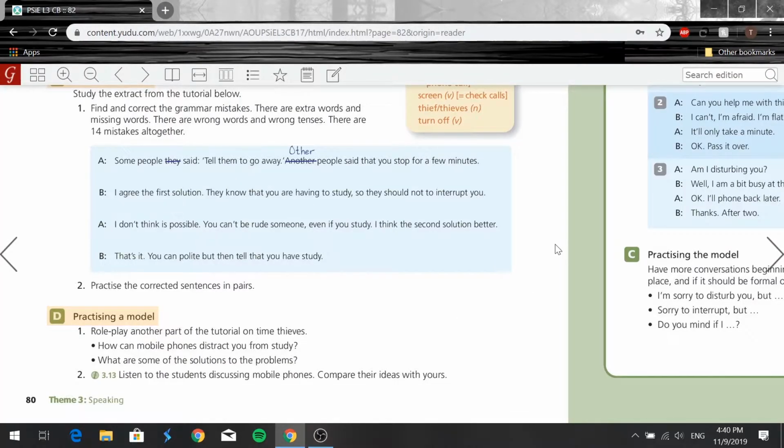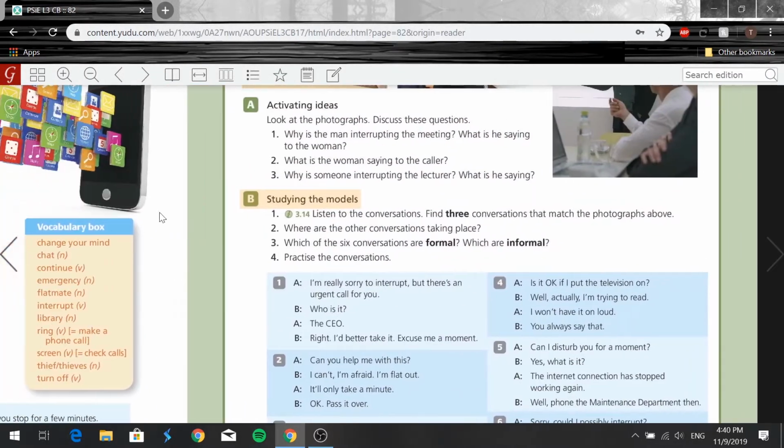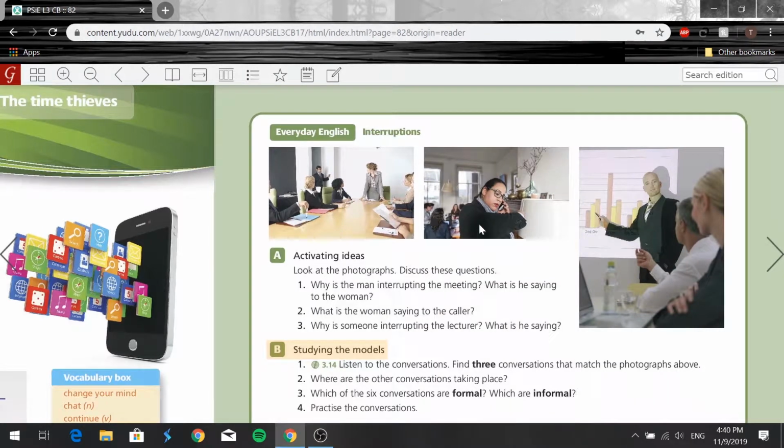Now let's move on to the next page. What do we have here? Here we have activating ideas. Here we have some photographs. Look at the photographs and discuss these questions. Why is the man interrupting the meeting? What is he saying to the woman?